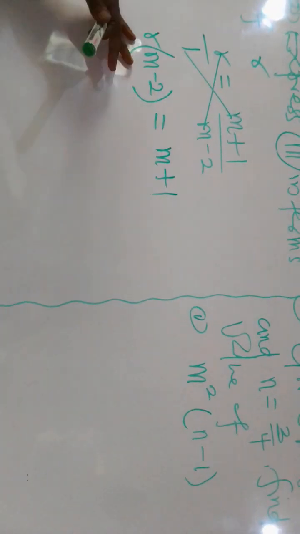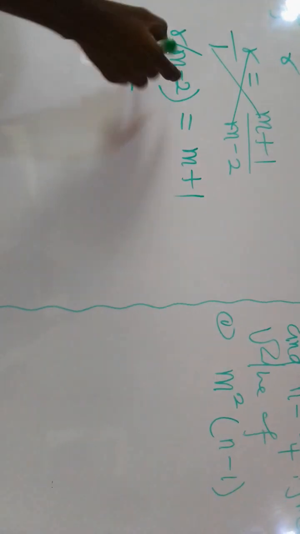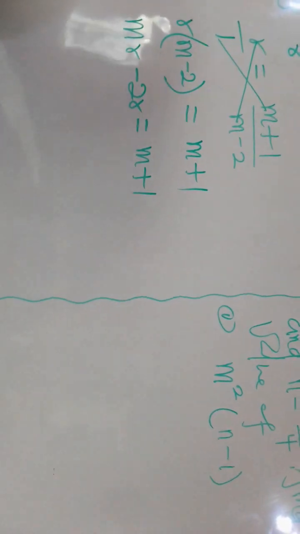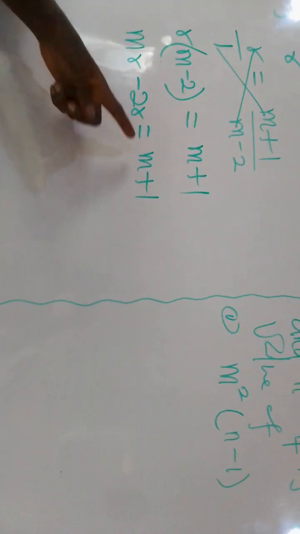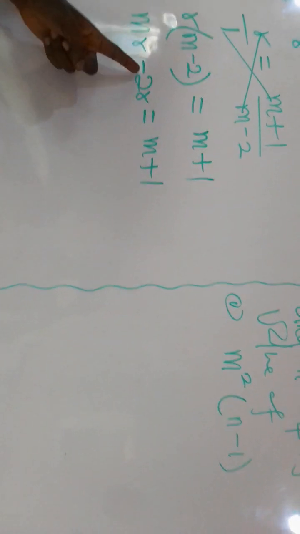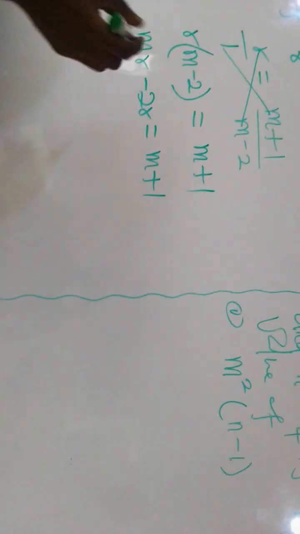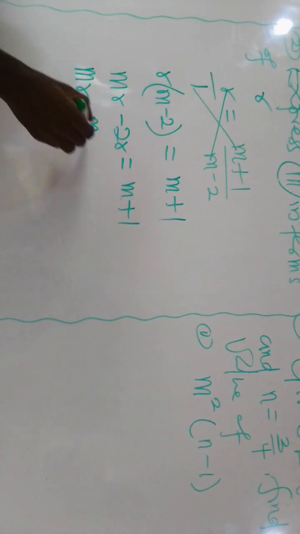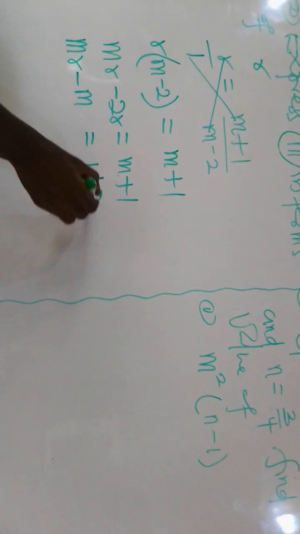Good. Now let's remove our bracket. So we are going to have MR minus 2R equals M plus 1. Now the next step is to group like terms. So to group like terms, we have M here, we have M here. This M should come so that this negative 2R will move. We don't want to retain negative. So it will be MR, this one is coming, minus M equals 1 will stay, so that this one will come plus 2R.